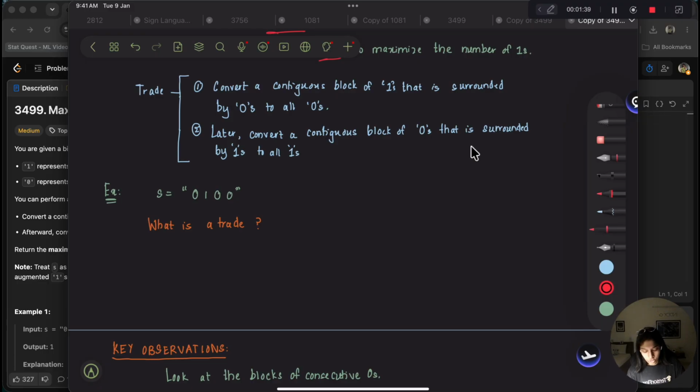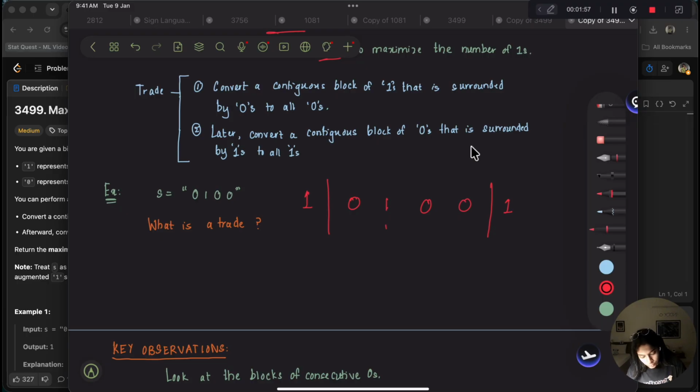So they've also mentioned to us that by default, whatever string you're given, like in the 0, 1, 0, 0, you have to consider that at the end, there is 1 here and 1 here, but those ones will never contribute to our final answer of active ones, okay?